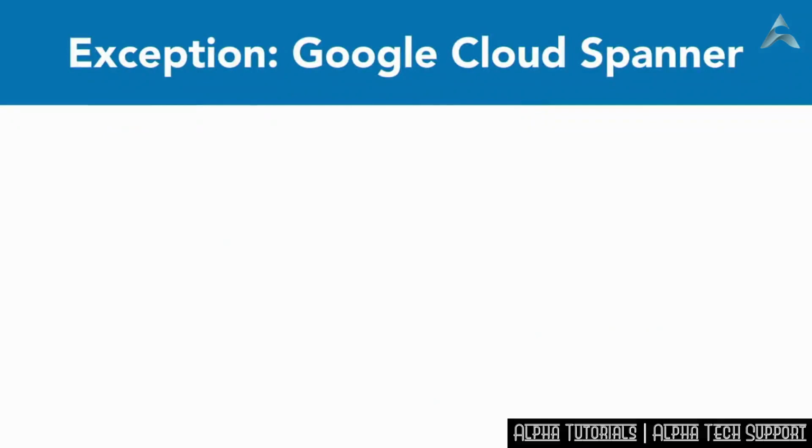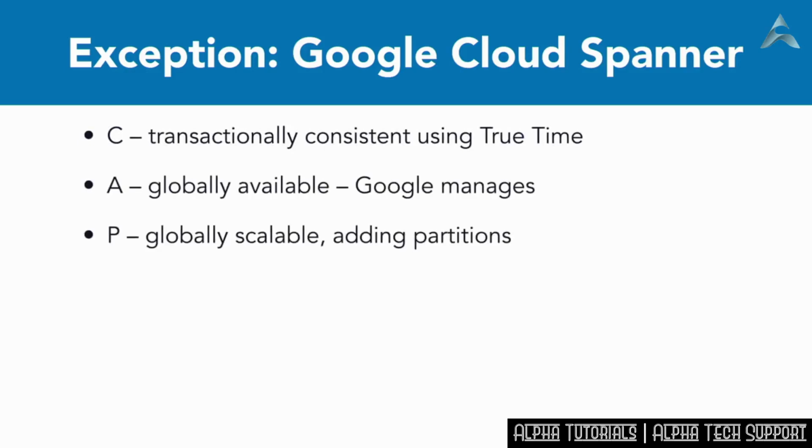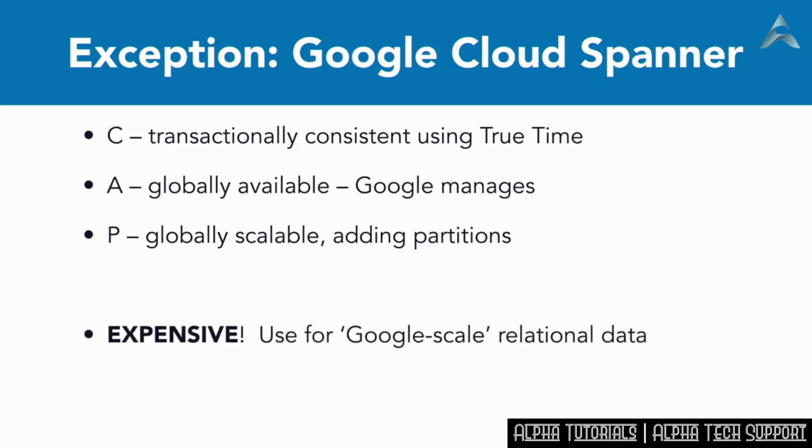Of course, Google always has to have the exception case. And so of the products that I'm aware of that are commercially available, the only thing that claims to be, and appears to be, having all three of the CAP capabilities is Google Cloud Spanner. Now, as you might imagine, this capacity is expensive. And although it's very exciting, I only recommend it for Google-scale relational data.